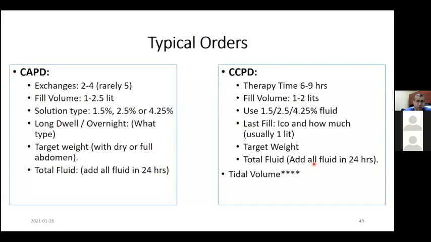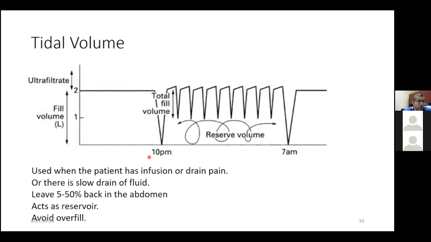And then lastly is something known as tidal volume, okay? Tidal volume is something that is here. If the patient has pain during infusion or drain pain, what it means is that when the fluid is being put in or the fluid is being sucked out by the machine, the reason it happens is because the peritoneum is super sensitive because of the inflammation, and any movement or suction will cause the pain. So what you do here is you don't drain the abdomen completely, but you leave some fluid inside. It can be like 5%, 10%, 50% sometimes, and it can be anywhere. So if you're putting 2 liters inside and you say that tidal volume is 90%, that means 10% will remain inside. So out of 2 liters, 200 mL will remain inside and only 1.8 liters will be removed by the machine. So that's known as tidal volume.